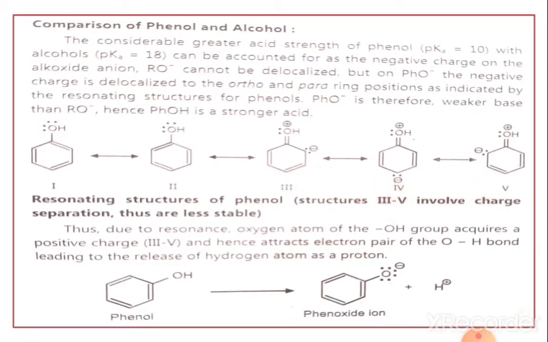Hence it attracts the electron pair, because oxygen having a positive charge, being an electronegative atom, cannot bear a positive charge for a longer time. Hence it attracts the electron pair of the OH bond, leading to the release of the hydrogen atom as a proton. Here this is phenol, and on dissociation of this OH bond we get the phenoxide ion plus H plus. That means there is formation of the phenoxide ion.